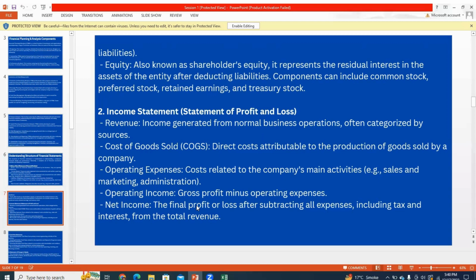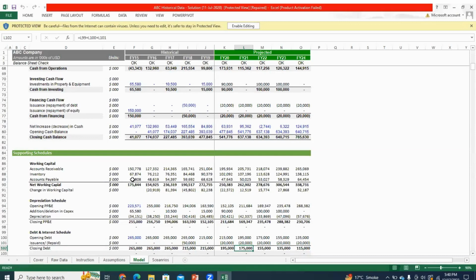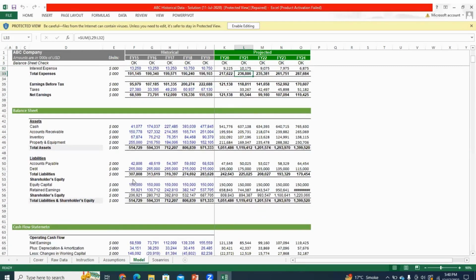Components include common stock, preferred shares, retained earnings, and treasury stock. There is a separate statement of changes in equity which is also prepared. The end result of changes in equity comes here under the equity part of the balance sheet. So see here, I have shareholder equity, equity capital, the retained earnings, and the total shareholder equity result.